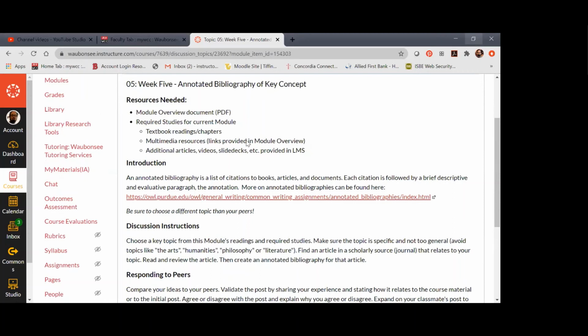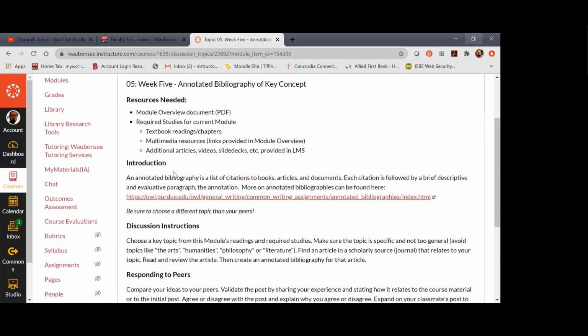And then you're going to create an annotated bibliography. If you've never done that before, I would recommend clicking on this link to the Purdue OWL. The University of Purdue has a really great resource on writing, and it helps you understand how to do an annotated bibliography. Just like the last discussion, it must be different from your peers. So if you choose the same topic as one of your peers, you will not get graded.